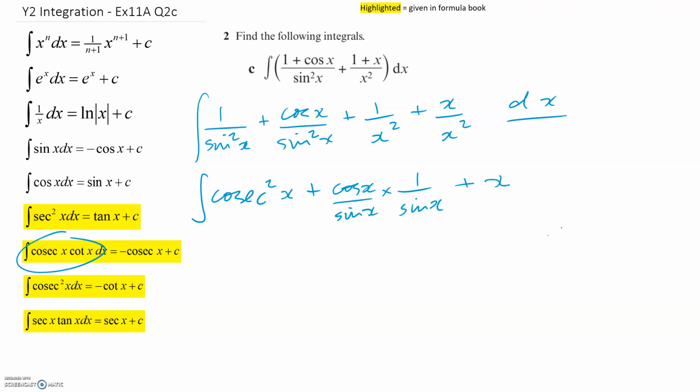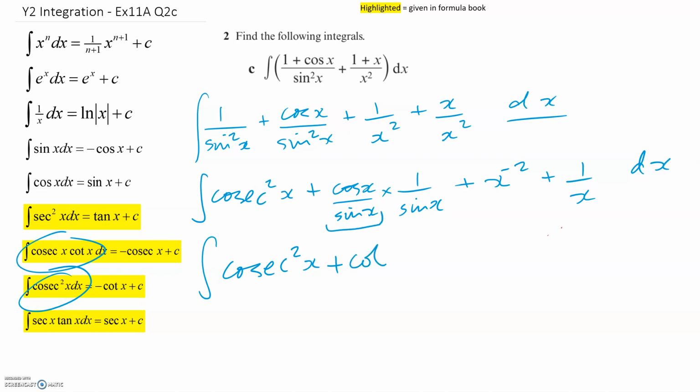1 over x squared is obviously x to the minus 2, and then x over x squared is the same as 1 over x. Still haven't integrated, so we still need the integral sign and the dx. So we've got cosec squared here, which is fine. We know how to integrate that. This we can change, as I mentioned a minute ago. This is cot, and this is cosec. And we're going to be able to integrate that in a minute. I'll just leave this as it is and leave this as it is.